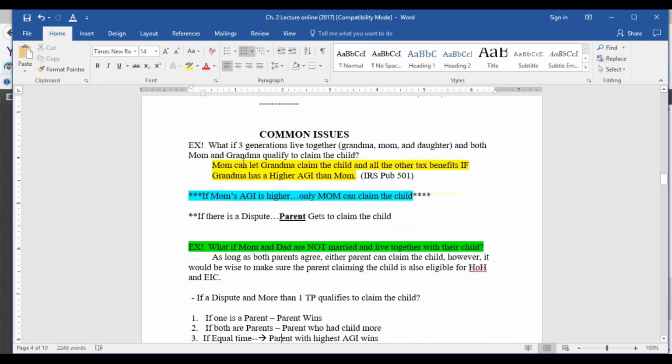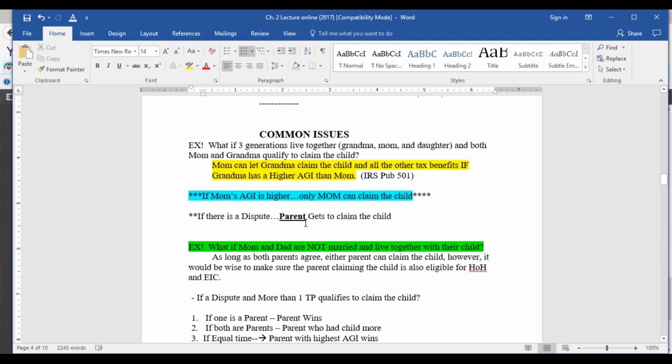All right, so some common issues that come along when you're dealing with a more blended family is, well, what if three generations live together? Grandma, mom, and daughter. Remember, to claim a kid, they not only can be your son or daughter, but they could also be a descendant of that. So you could claim a grandkid. So if mom and grandma both live in the same house with the child, actually both of them would be able to qualify, perhaps. But even if both of them qualify, only one is allowed to take the child as their dependent.